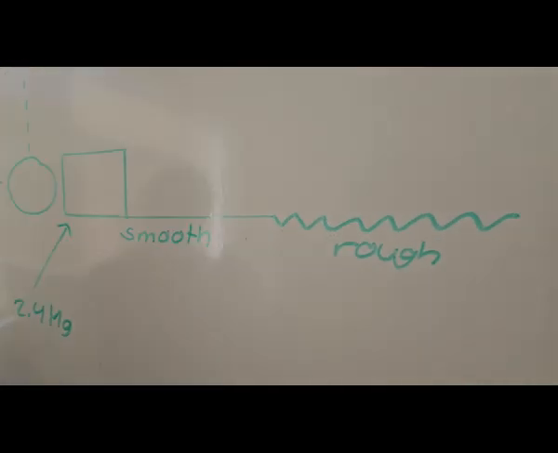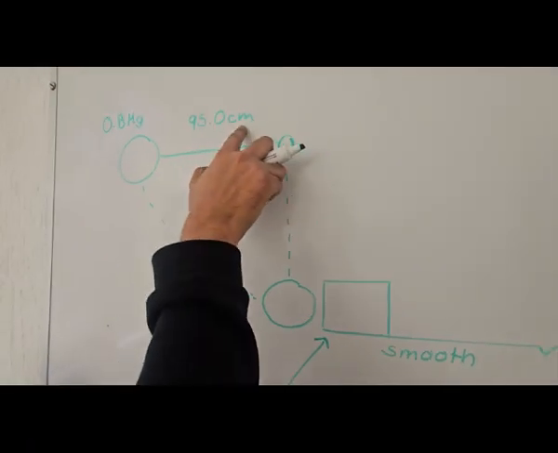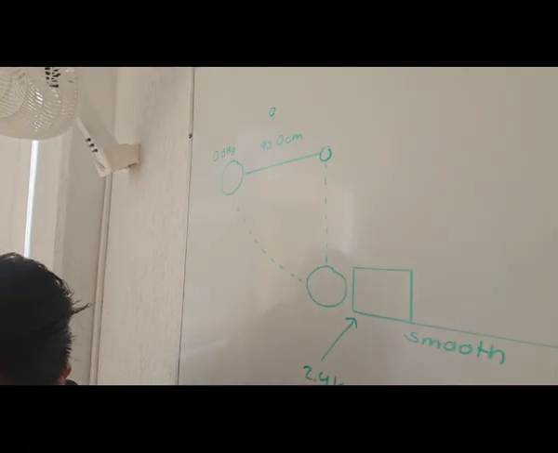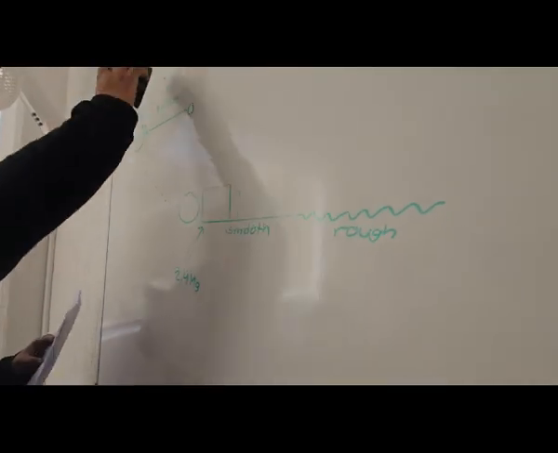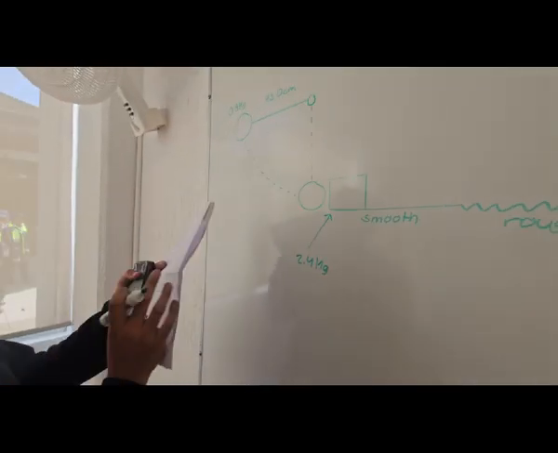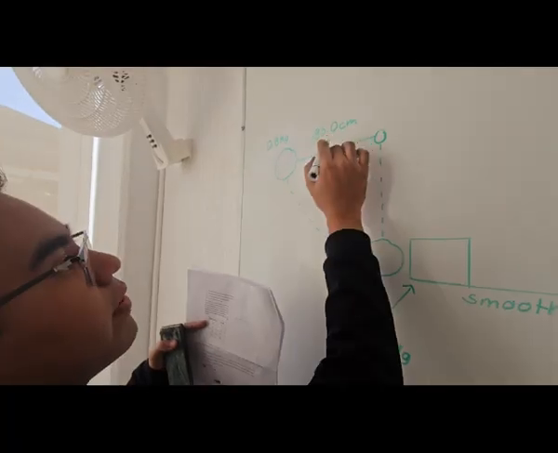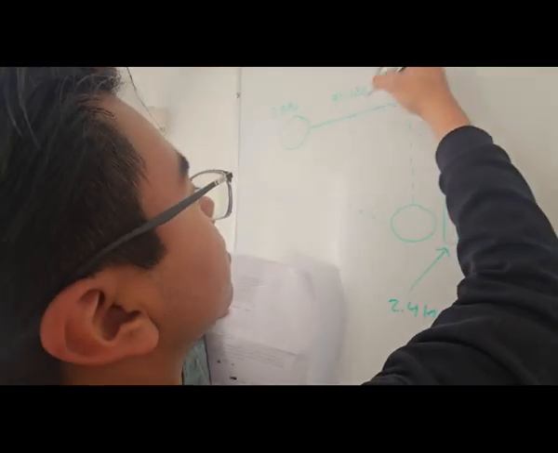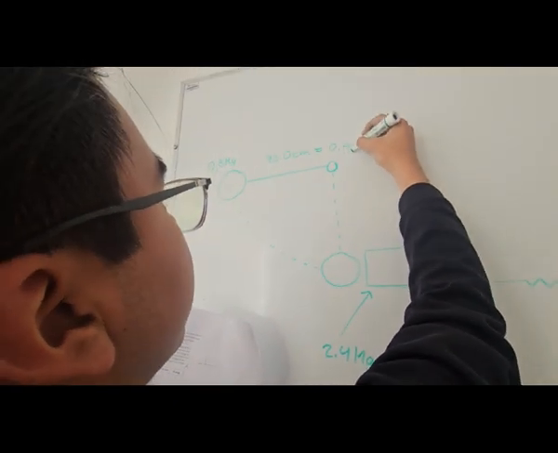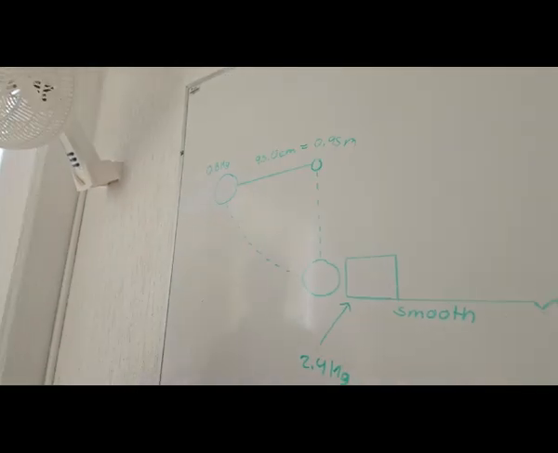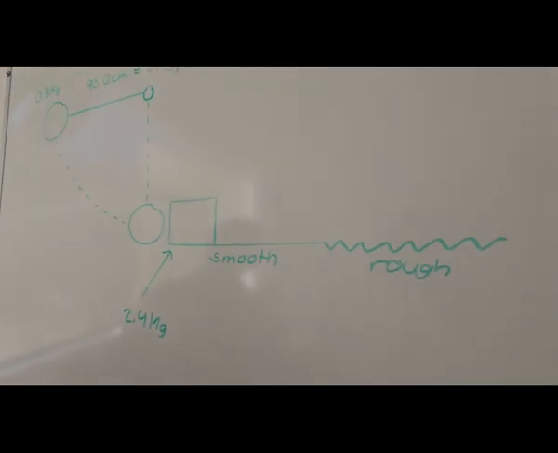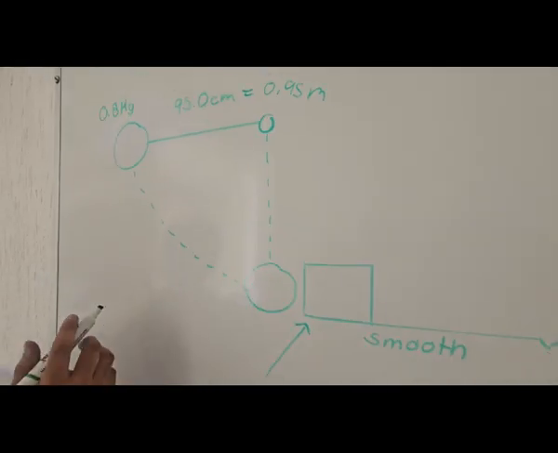So first what we need to do is convert these to meters, as that is the main unit for this kind of exercise. So 95 centimeters is the same as 0.95 meters. With this in mind, we can now move on to the conservation of energy.